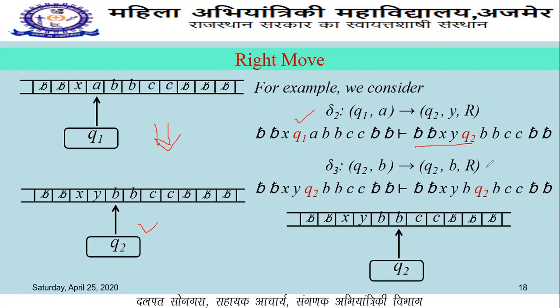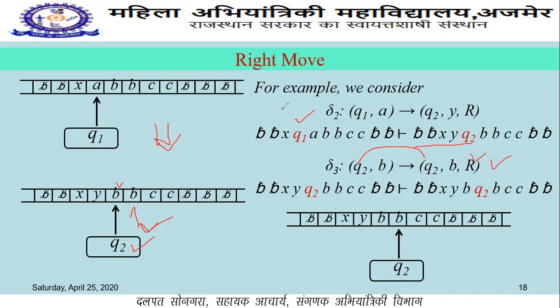Now we apply delta 3. Suppose this time we look at this snapshot. Suppose we are at q2 and we are reading B. Then the state remains unchanged, meaning we don't change state, and we move to this side because there is a right move.